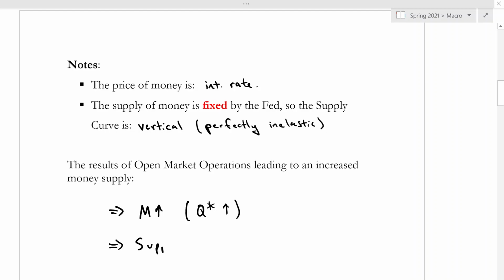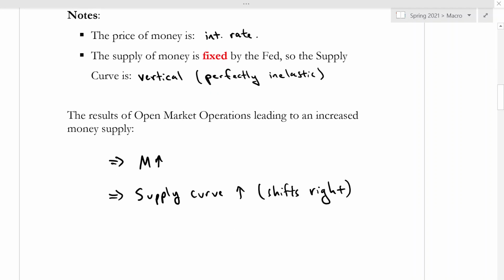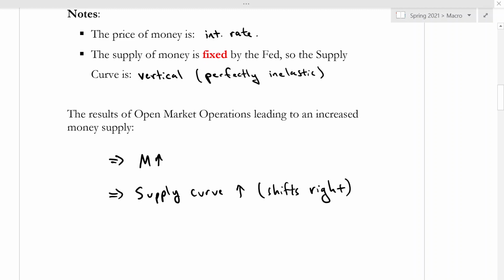So the supply curve, actually let's leave that out. Supply curve increases, meaning it shifts right, or sometimes people call it an outward shift. I like to think of it as right and left, right for increasing. Supply curve increases, so then the quantity of money increases, the equilibrium quantity, but most importantly, the equilibrium price, the interest rate, decreases.